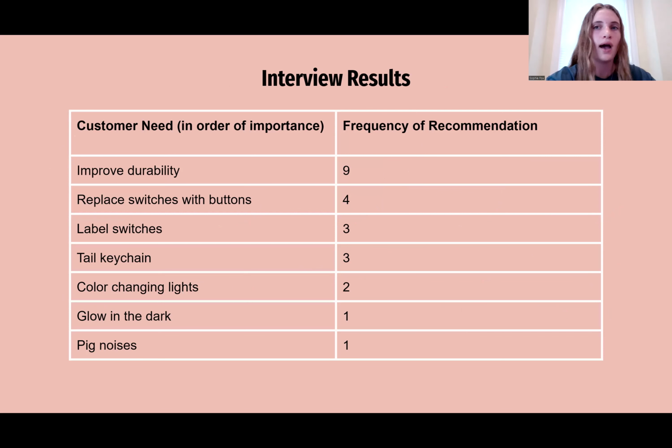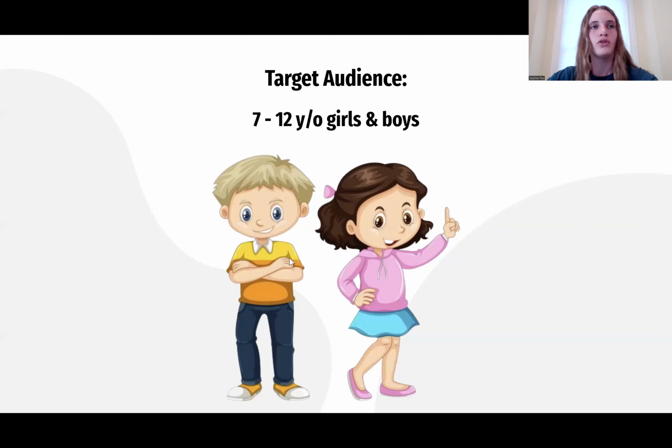Then my teammates and I each interviewed 3 people, which gave us data from 9 people to analyze. From these interviews, I learned that the number one thing we needed to improve was the durability because it had been brought up in every single one of the 9 interviews. During the interviews, we also learned that we needed to replace the switches with buttons, label the buttons, add a tail keychain, make the lights change colors, add glow-in-the-dark elements, and make the flashlight have animal noises.